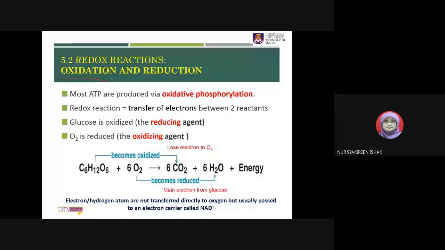Oxidation and also reduction reaction. So some molecule will be oxidized and causes another molecule to be reduced.